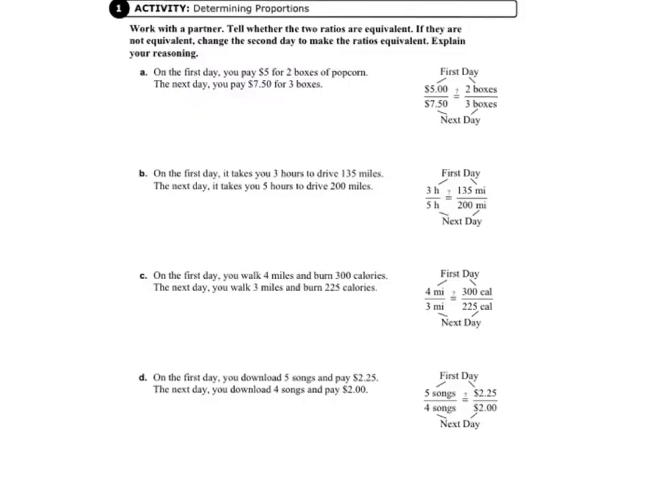Today we'll be working on page 63 in the Record and Practice Journal. Our directions are to tell whether the two ratios are equivalent. If they are not equivalent, we need to change the second day to make the ratios equivalent and explain our reasoning. So let's start with letter A. On the first day, we pay $5 for 2 boxes of popcorn. The next day, we pay $7.50 for 3 boxes. So the question is, are we paying the same amount for each box of popcorn?